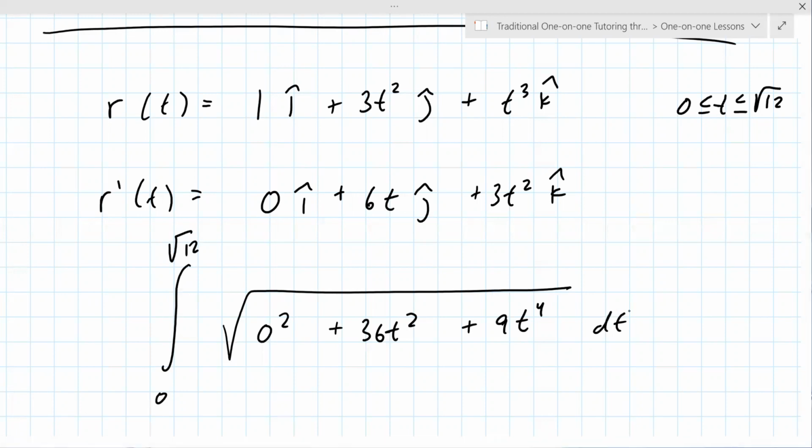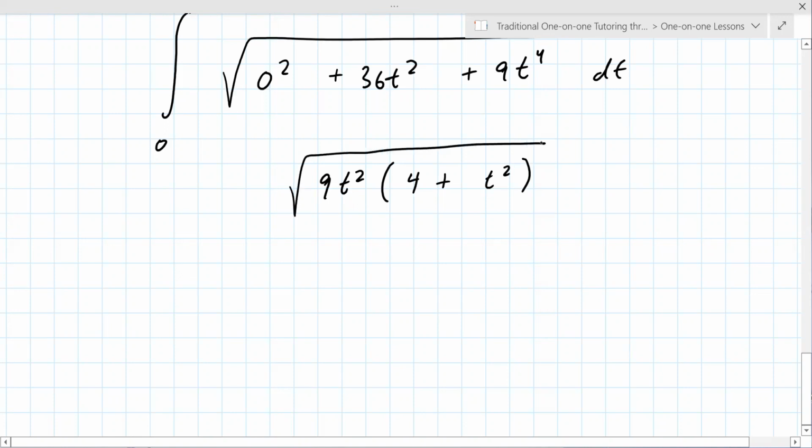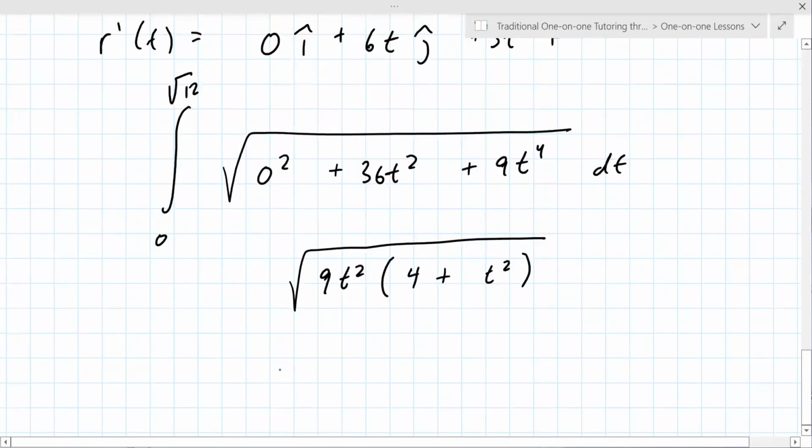So this one requires a little more effort here. You can factor a 9t squared out of both. And so that leaves you with 4 plus t squared, square root of that. And then you can square root each of these. So this becomes 3t square root 4 plus t squared. And that's still all inside the integral dt.